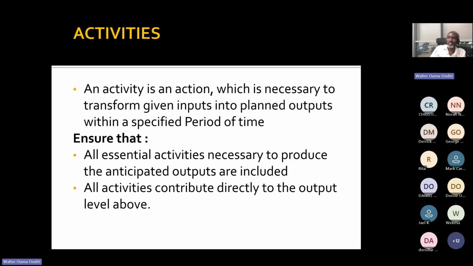Now, ensure that all activities contribute directly to the output. That linkage, you must be able to see it. So you say if-else statement, we are going to use if-else statements. If A is to be done, then B should really happen. And if B happens, C should follow almost immediately.